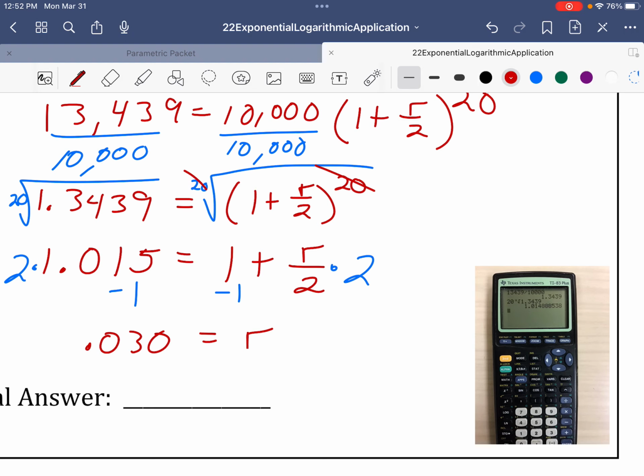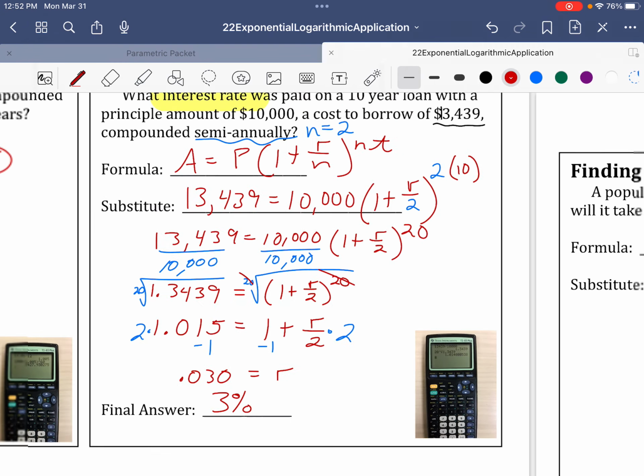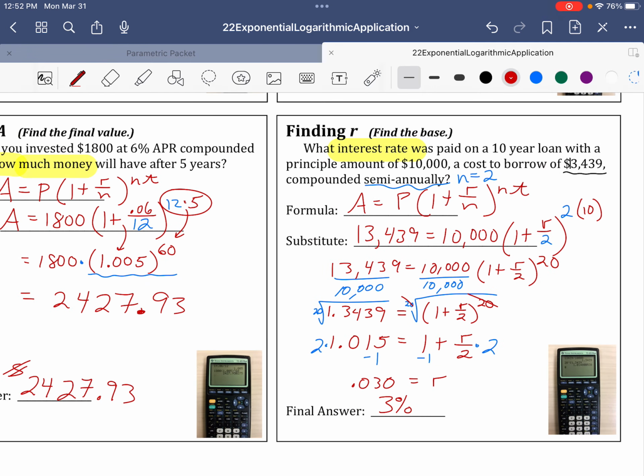What the heck does that represent? Remember, that's the decimal representation of 3%. So it looks like if you're going to start with $10,000 and end up needing to get interest that'll get you up to $13,000, that's going to happen at 3%.